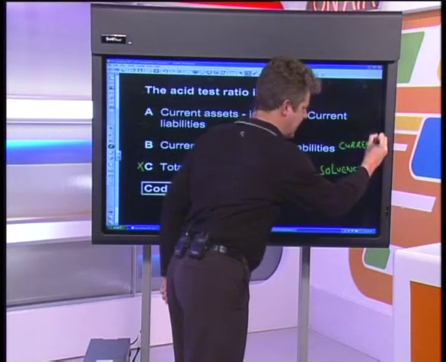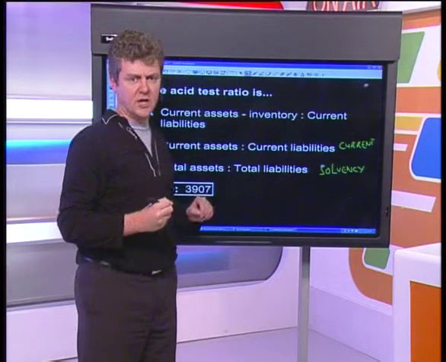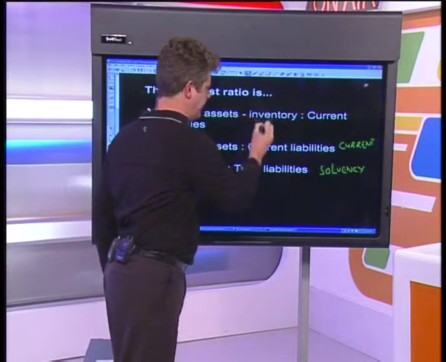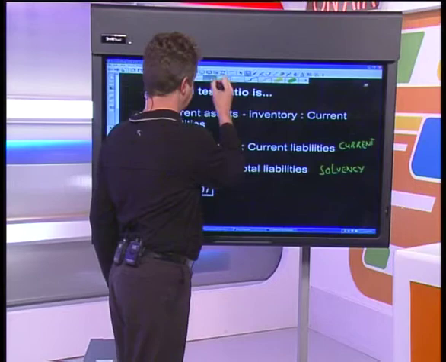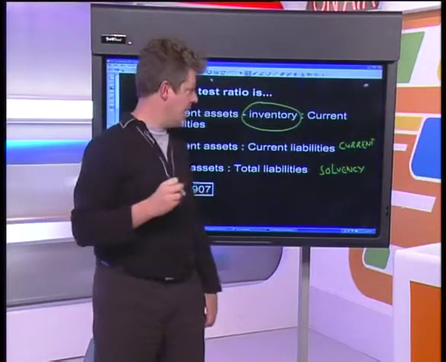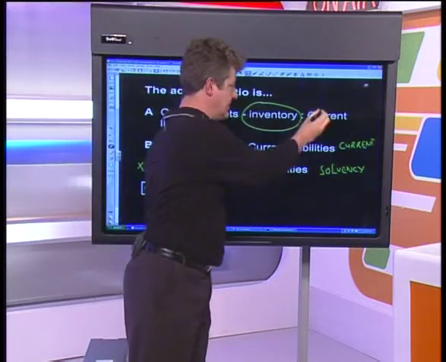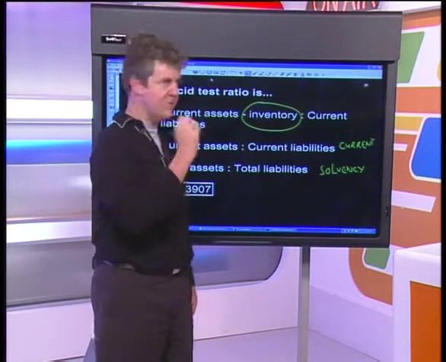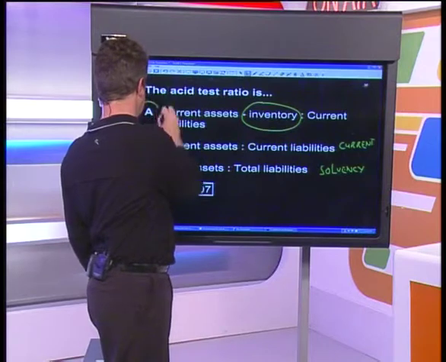Because to get from the current ratio to the asset test ratio, the very important thing is that we are going to have to subtract our inventory, like I did in the previous question. So current assets minus inventory to current liabilities gives you the asset test ratio, and that's the right answer.